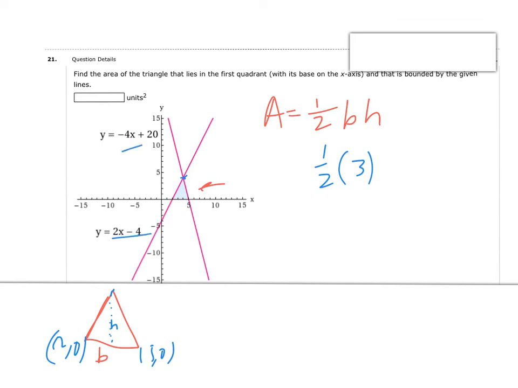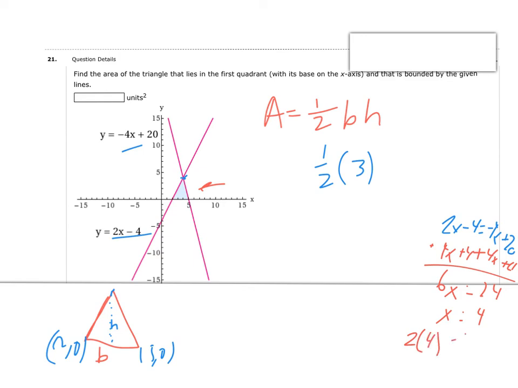We have isolated y's in both of them, so I can just set those equal. So I can say 2x minus 4 equals negative 4x plus 20. I would just add the 4x over here, and then add the 4 over here. So I get 6x equals 24, so x equals 4. But it's really the y value that's more valuable to me, so I'm going to plug that back into either equation. I'll go ahead and do the 2x minus 4, and so that is then 4. So then I know this point is 4, comma 4.